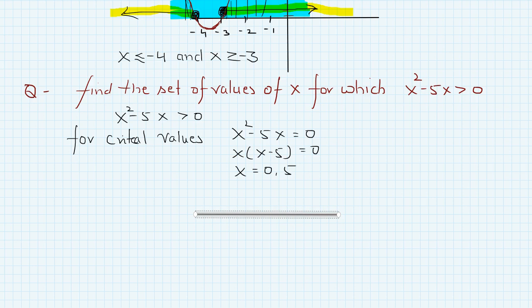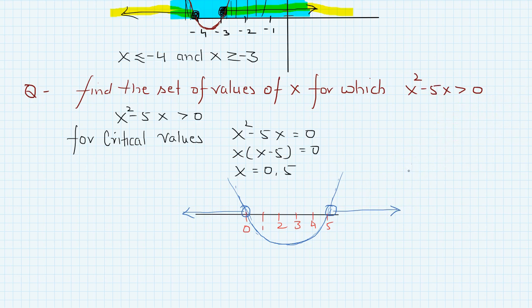So on the number line, if this is 0, this is 1, 2. So the critical points are 0 and 5. So the graph will pass through 0 and 5. But now, as it says, this is greater than 0. So greater than 0 is the top part of the x-axis. So we have this solution, this one, and we have this solution.